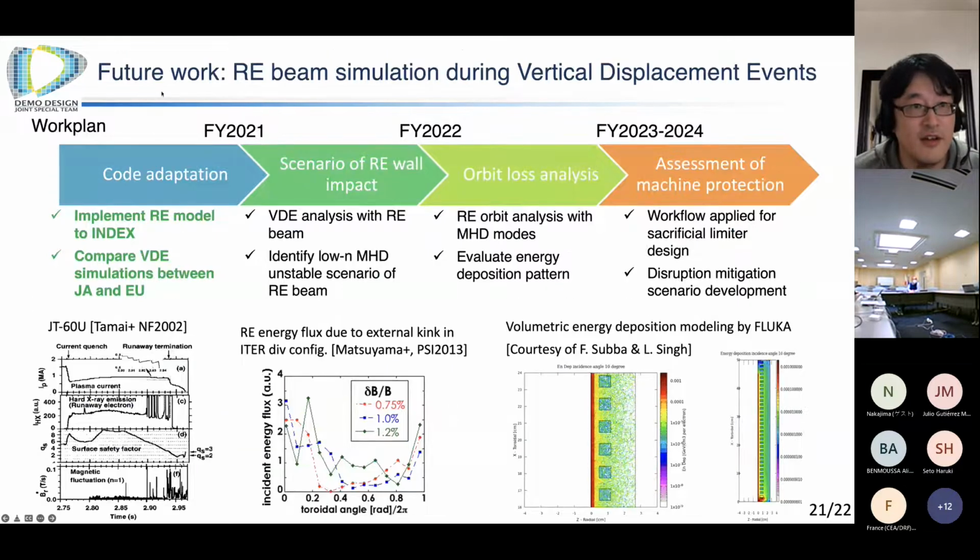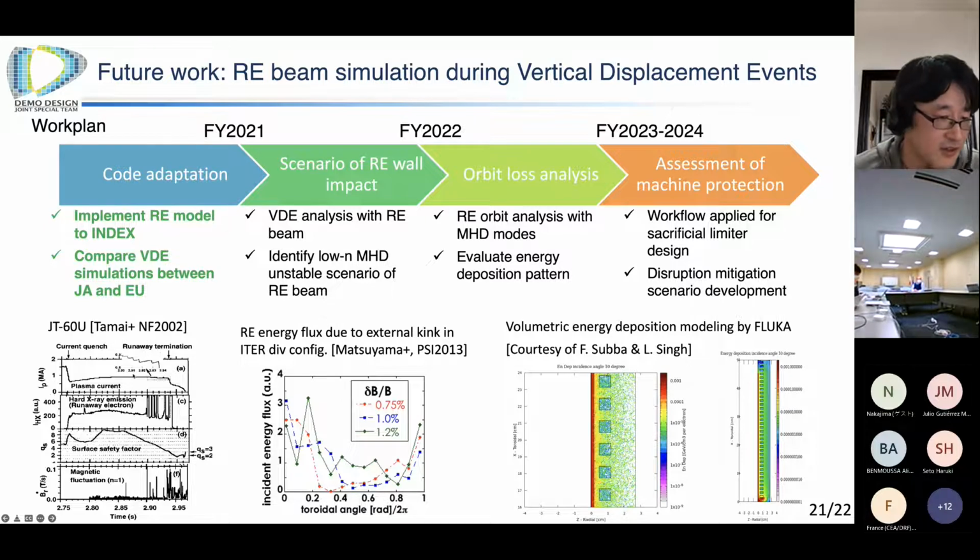Okay, so this is the last slide. We are now implementing the work plan for evaluating the disruption load in demo in close collaboration with the EU. And this is the work plan during the phase 2. Now we are in this first phase, and we have made a code adaptation to implement the runaway model to INDEX and the comparison of the VDE between JA and EU. And we are now working very hard for the analysis of the VDE taking into account the runaway beam generation. The final goal of this work is to analyze the MHD stability of such beam.